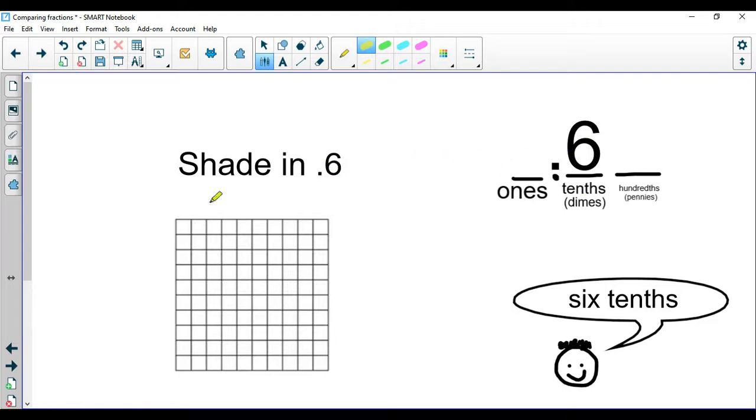So this is 6/10. We would shade in 6 columns because a tenth is a column. I hope you didn't say 6 small squares. That would be 0.06. So this is 0.6, so that's 6/10, 6 dimes, 60 cents. So I always like to check here. 1, 2, 3, 4, 5, 6. There we go. I've got my 6/10 because look, 6/10 columns.